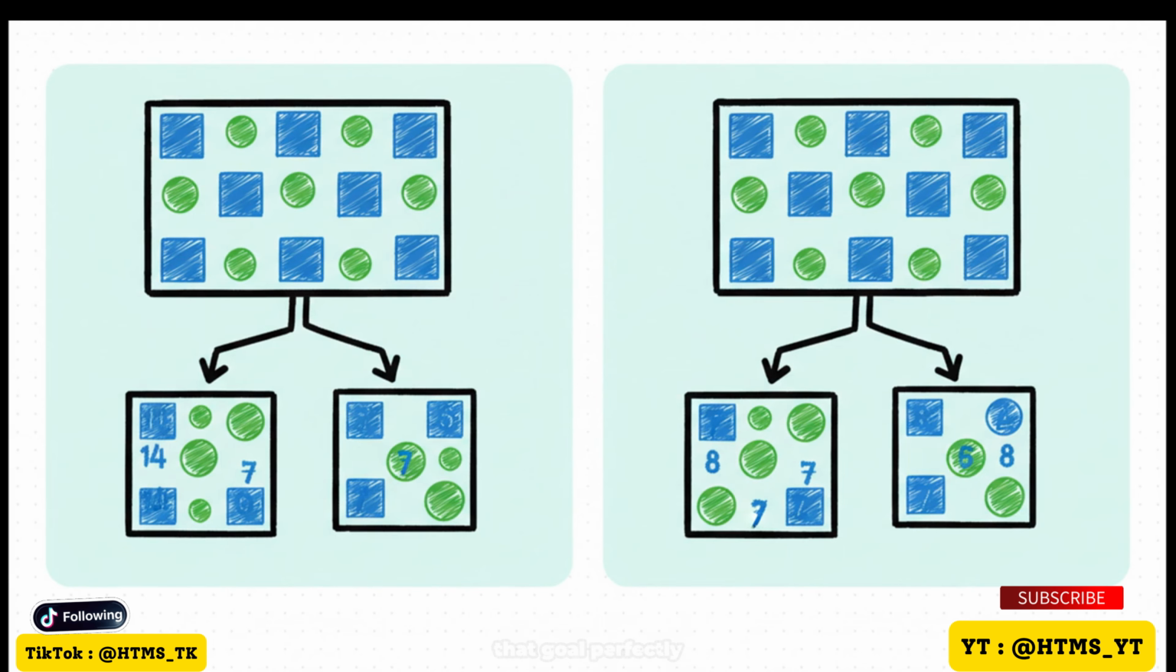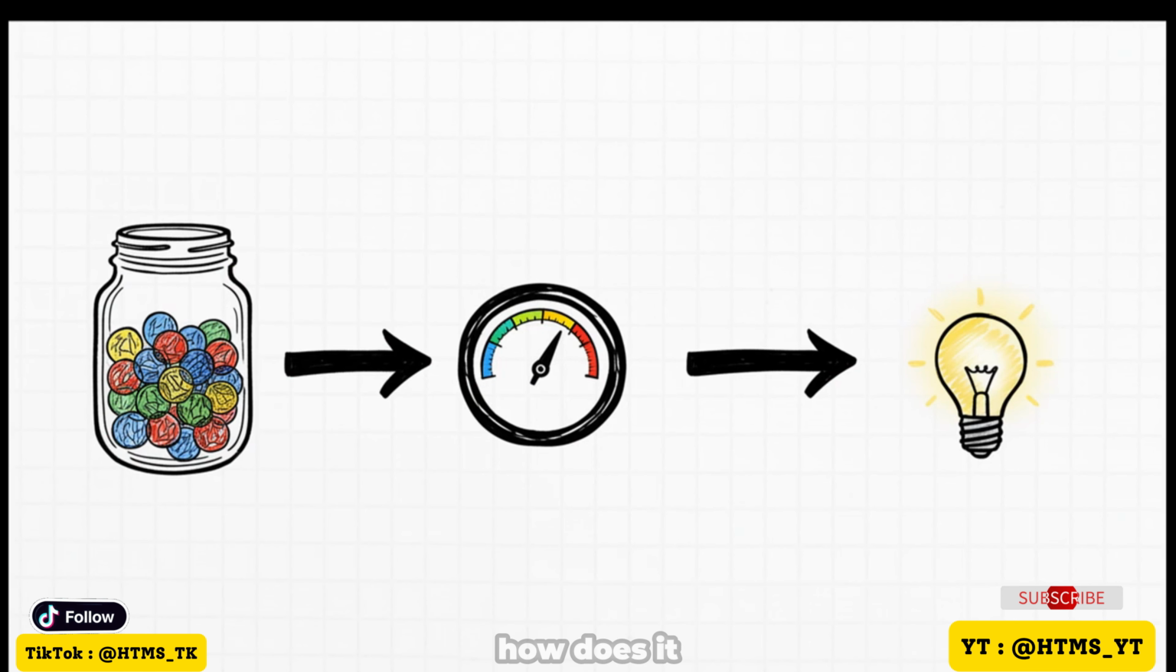And this visualizes that goal perfectly. Look on the left. A good split creates these groups that are way more pure. They're mostly one category. But on the right, that bad split just leaves everything all mixed up. And that doesn't really help us get any closer to a clear decision, does it? So how does it actually measure this purity with math?